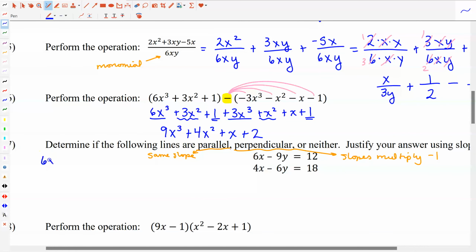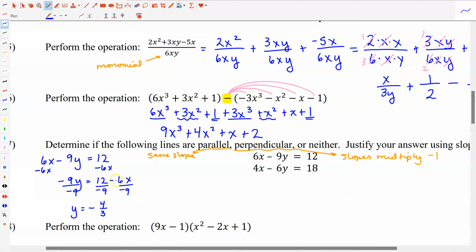So for the first equation, the 6x minus 9y is equal to 12. To put this in slope-intercept form, first we'll move the 6x to the other side by subtracting it. So I get -9y is equal to 12 minus 6x. And then we'll divide everybody by -9. So I get y is equal to, all right, 12 divided by -9 doesn't divide nicely, so I'm going to write it as a fraction. Positive divided by a negative is negative, and then 12/9 simplifies to 4/3.